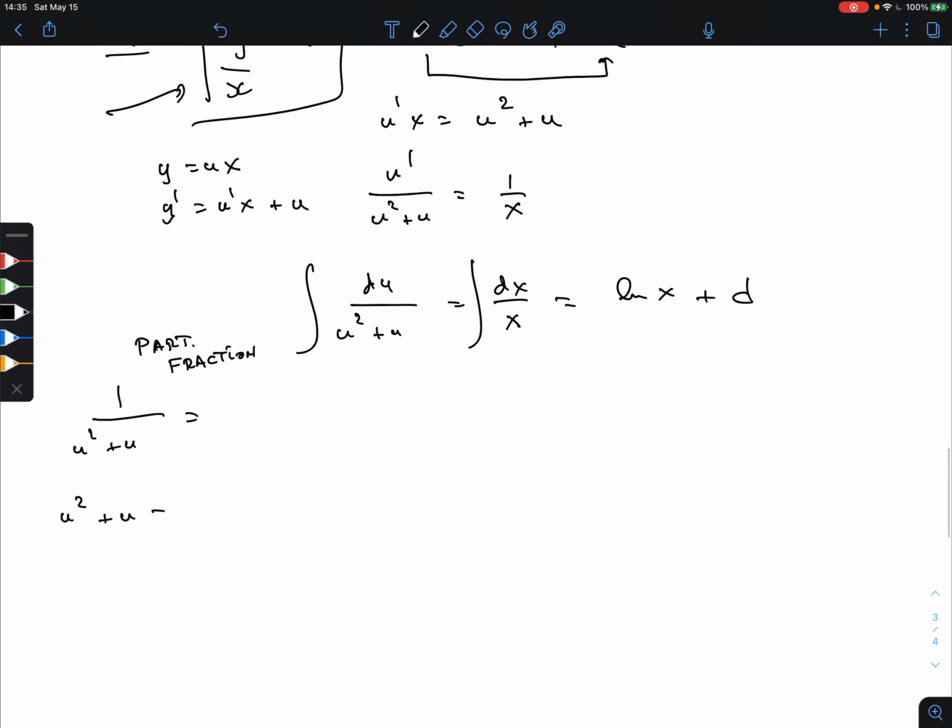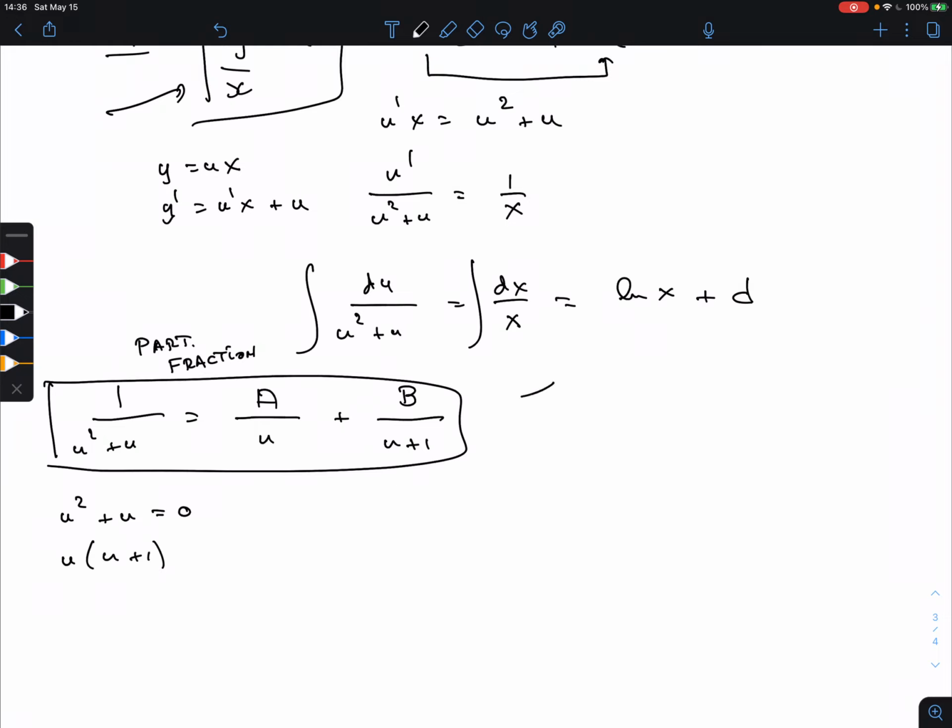U squared plus u: you factor the denominator, that is u times u plus 1. And then you know that the partial fraction exists with these two denominators, u and u plus 1. And the numerators are some numbers a and b that we need to determine. How do we determine them? Well, so this is the proposed partial fraction.